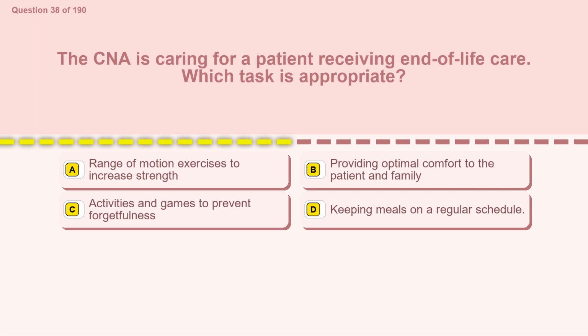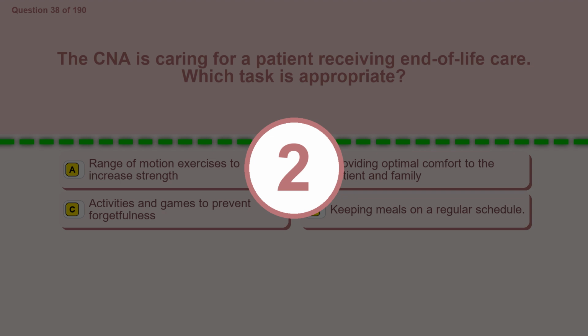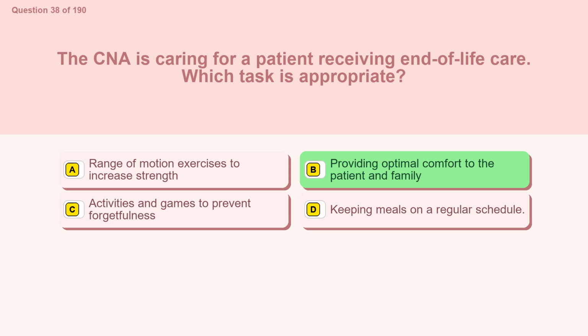Option B, providing optimal comfort to the patient and family. Option C, activities and games to prevent forgetfulness. Option D, keeping meals on a regular schedule. The correct answer is option B, providing optimal comfort to the patient and family.